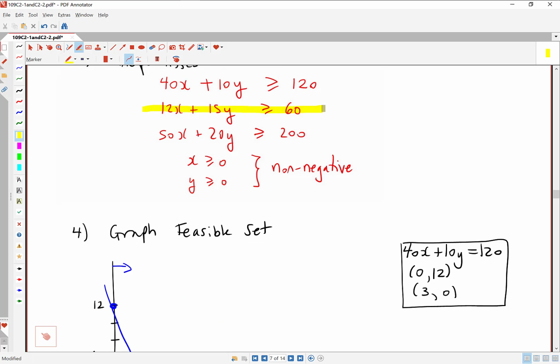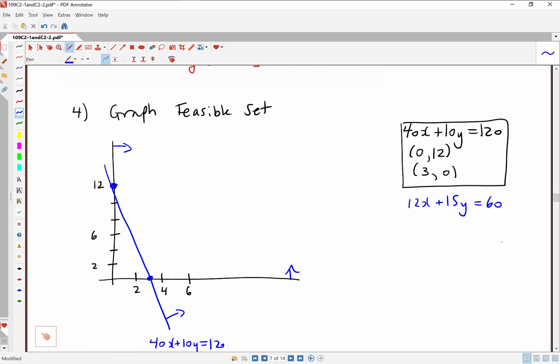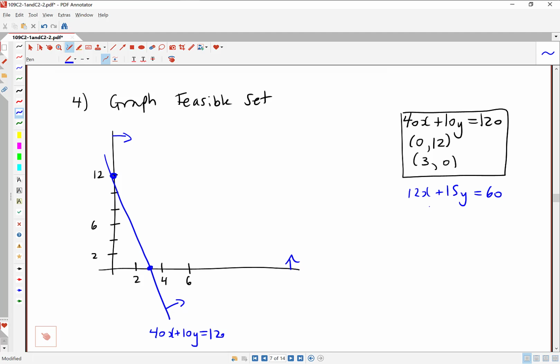So let's deal with this guy next. We'll turn that into a line, 12x plus 15y equals 60, and let's get a couple points on that line. So if x is 0, y is 4, and if y is 0, we'd have 12x equals 60, so x is equal to 5. Okay, so I'm going through this algebra a bit quickly just because it builds on what we did in chapter 1.